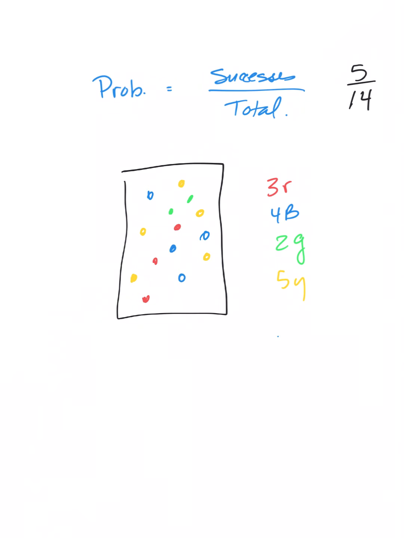So it would be 5 in 14 chance of getting a yellow. Does everybody understand that? If I wanted to know the probability of getting a blue or a green, that means blue and green are successes. So it would be 6 over 14, and that would reduce to 3 over 7. You would reduce it, okay?